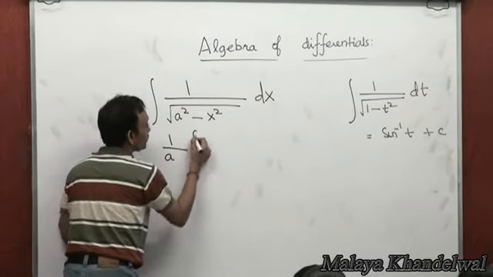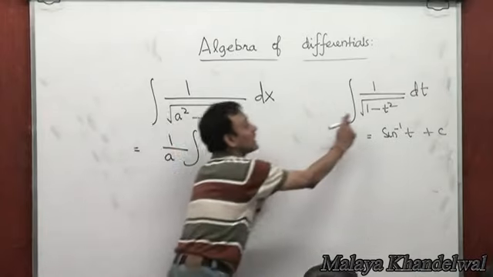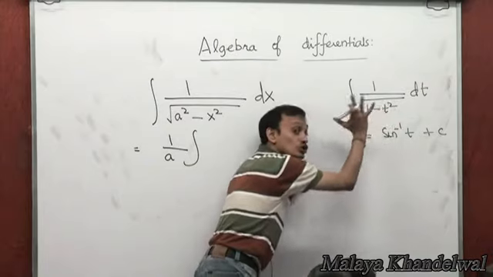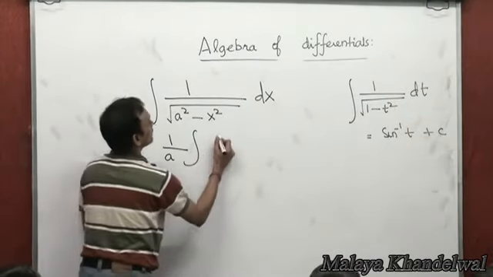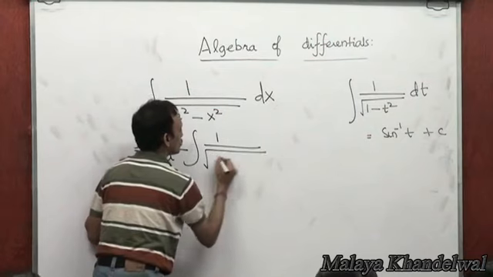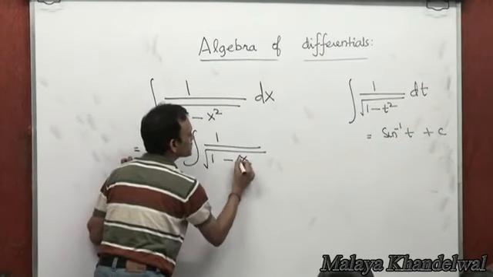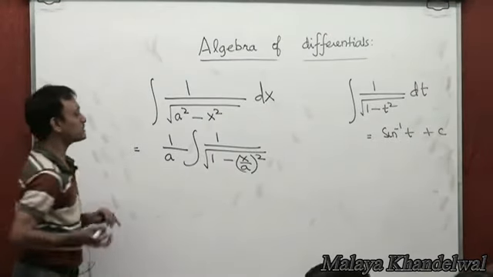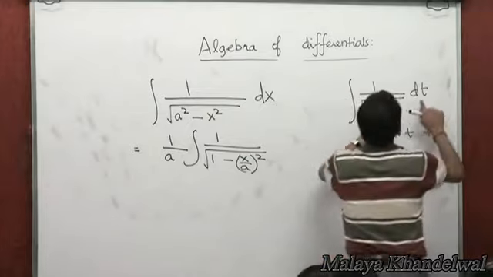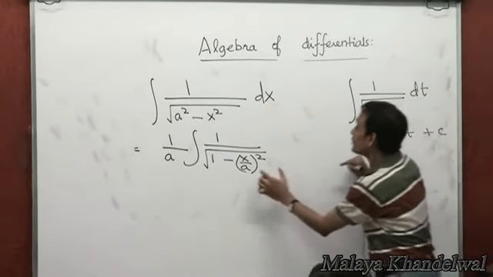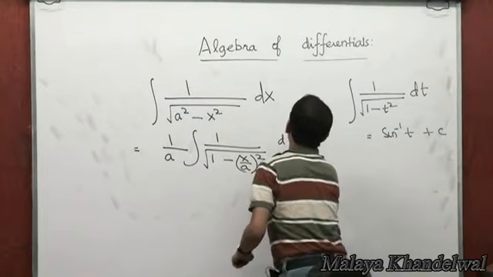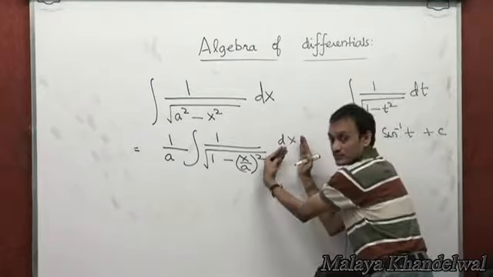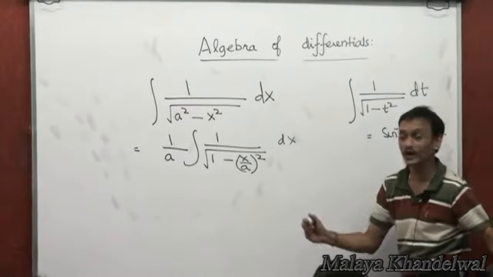So then 1 by a. The reason we did this manipulation is that somehow I wanted a 1 here so that by hook or by crook I could reduce it to this format, right? So then 1 by root 1 minus x by a whole squared. So far so good, right? But now if I have a t here, I have a t there, right? So if I have an x by a here, I would rather want an x by a there, so that there is complete mapping from this form to this form. Yes or no? Right?